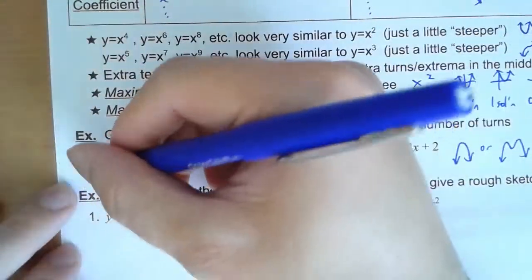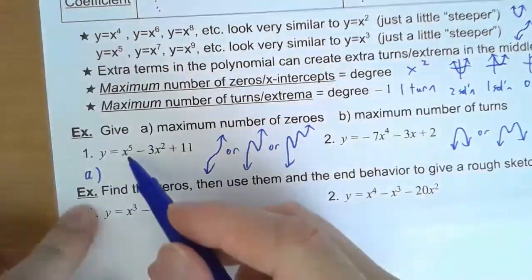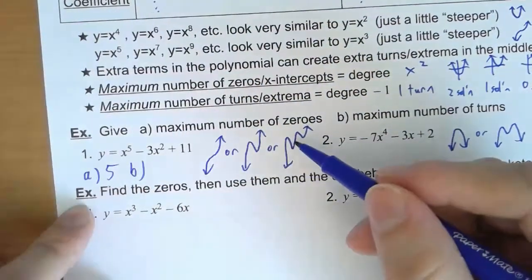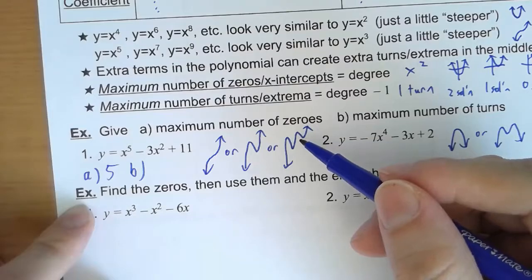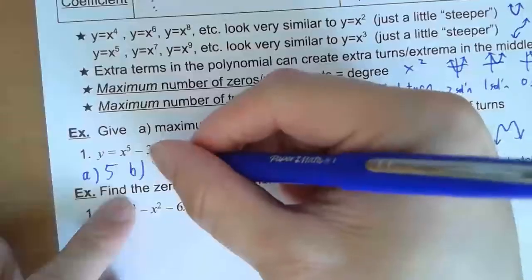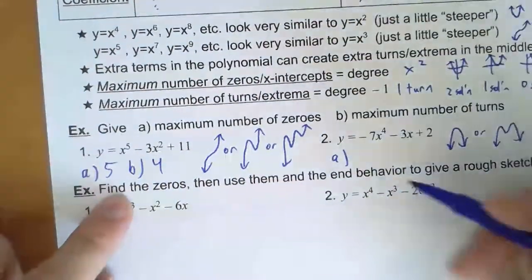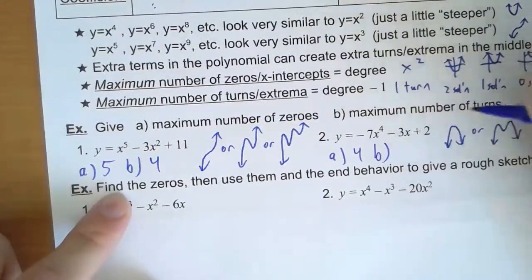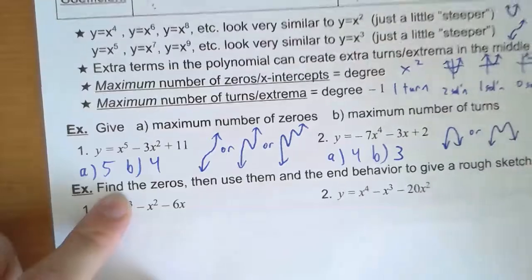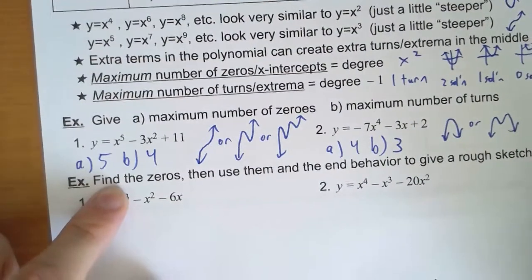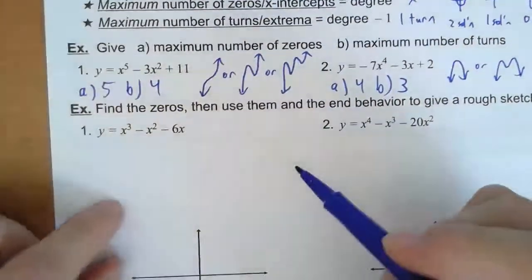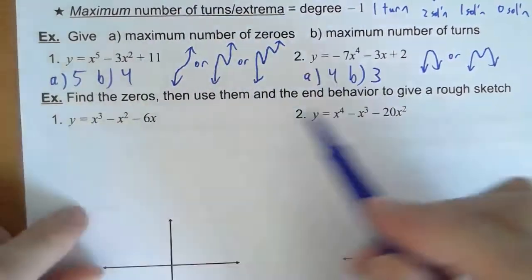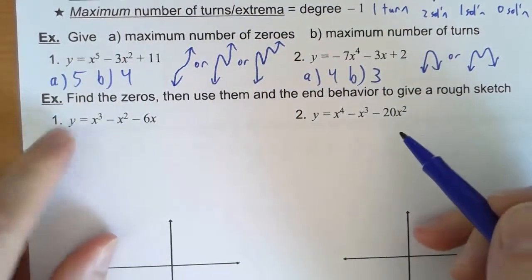So here, the maximum number of zeros, that's just the degree, 5. And then the maximum number of turns, that was this one that I drew here, only 4, one less than the degree. And then on this one, maximum number of zeros, equal to the degree, maximum number of turns, one less than the degree. All right, so now let's try to actually graph some of these things, and then we'll see how close we get compared to our graphing calculator.